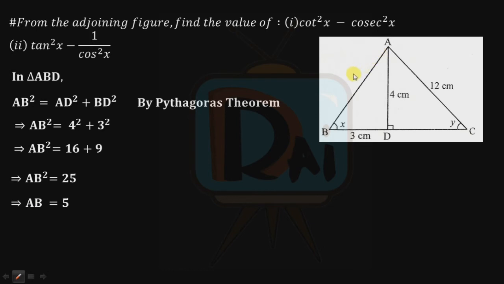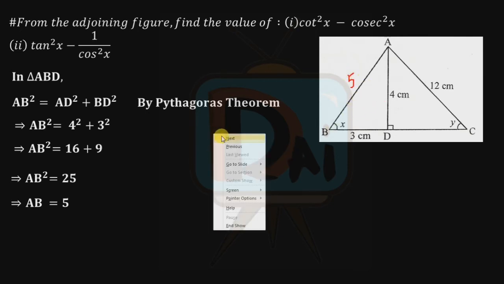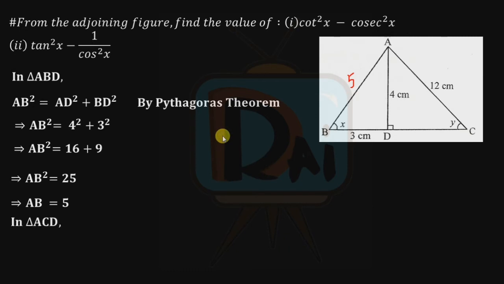That means we got AB is equal to 5 centimeters. Next, let us consider another right angle triangle ACD.